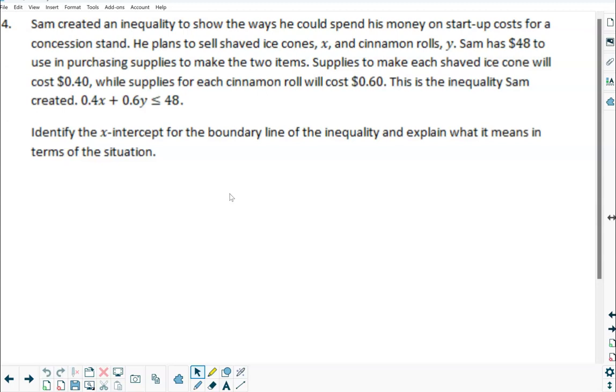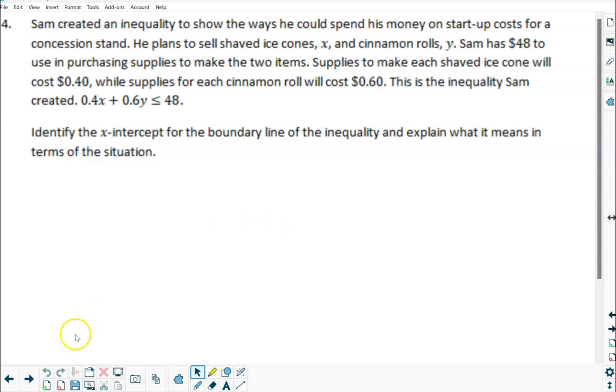So he's got the 40 cents times the number of cones and 60 cents times the number of cinnamon rolls. All right, but it has to be less than or equal to 48 because he only has $48. So it says to identify the x-intercept for the boundary line of the inequality and explain what it means in terms of the situation. So you have to find the x-intercept.